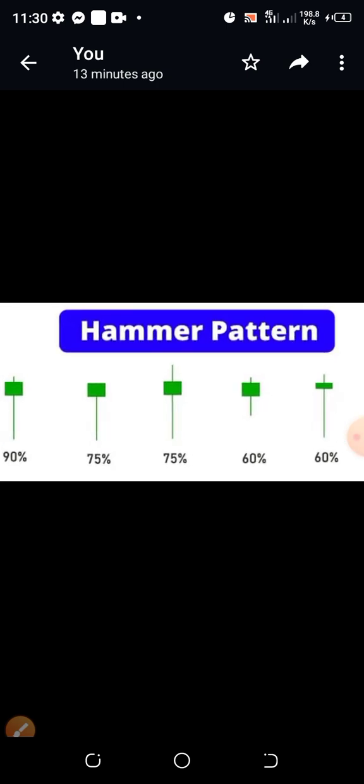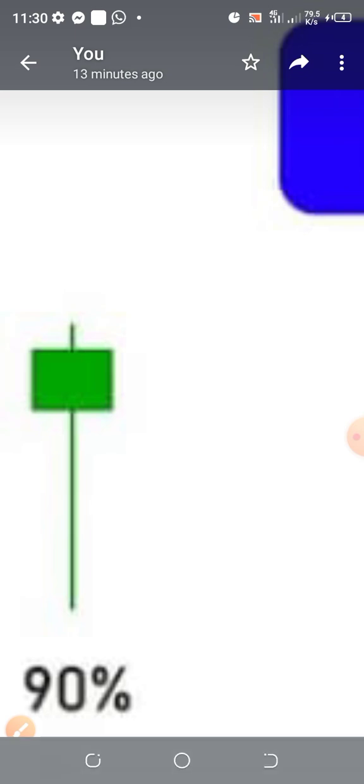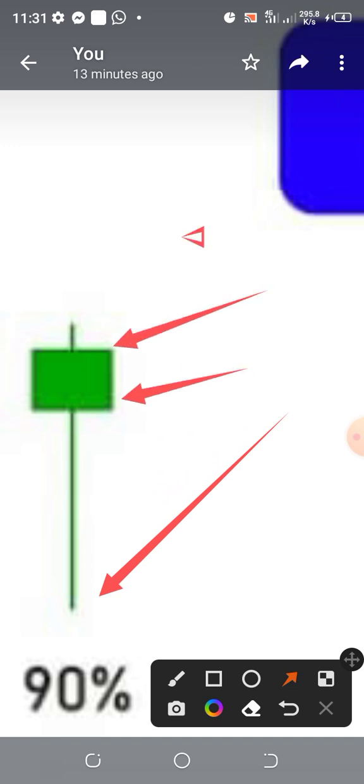As you can see, 90% of them are formed like that: a small body at the top and a long wick if it is a bullish pin bar. This first one, you can see it has a long wick, and a small body. This is the body, and a long wick at the bottom. So this is the bullish pin bar.